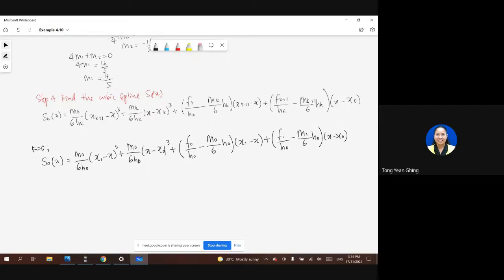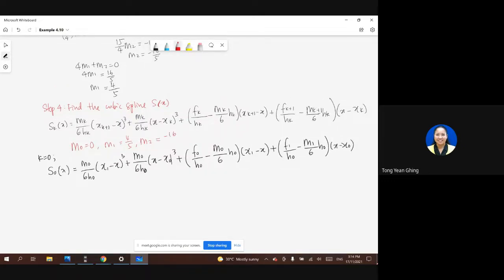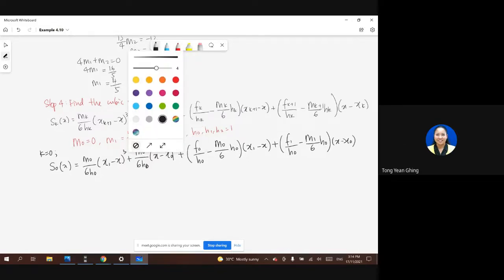Like this. So, just now remember our M naught is 0. Then M1 we had was 4 over 5, and then M2 is negative 16 over 5. So remember just now, our H naught, H1, H2 are all 1. H naught, H1, H2, all 1. Okay, so I substitute. So only F. Okay, so now, since just now M naught is 0.